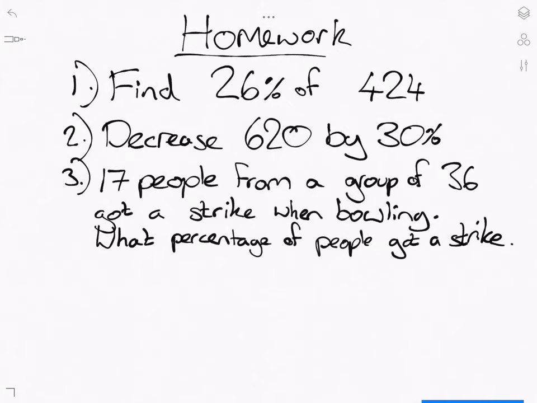And number 3, very similar to the one we've just done. 70 people from a group of 36 got a strike when bowling. So then you've got to find out what percentage got a strike. So it's important to read through and see if you want the people who got a strike or the people who didn't get a strike. Here it's saying people who got a strike, so be careful there.